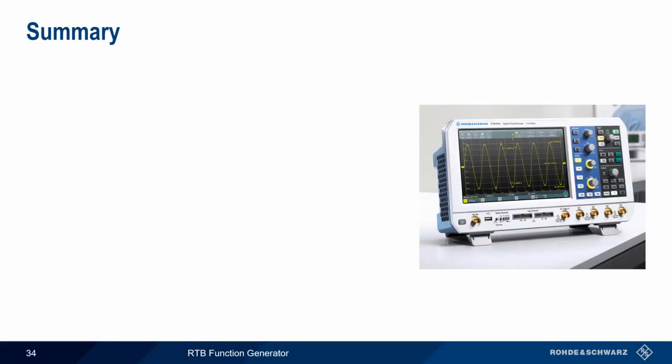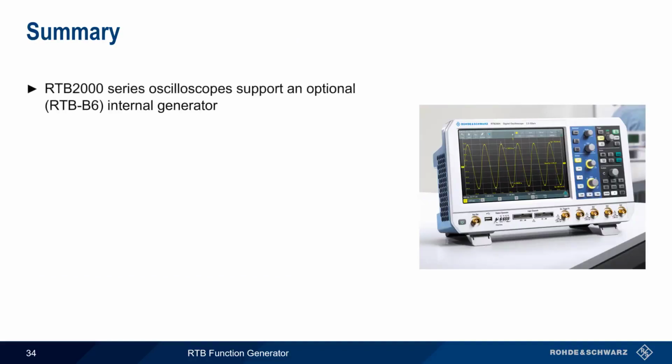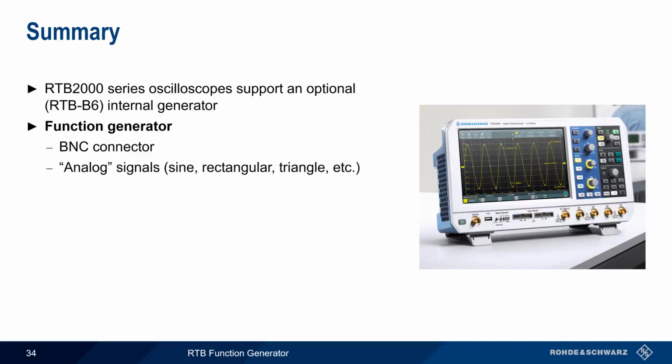Let's end with a brief summary. The internal generator on Rohde and Schwarz RTB2000 series oscilloscopes is enabled by the RTB-B6 option and can produce 2 different types of output signals. The first generator type is a function generator, which uses the AUX OUT B and C connectors on the front. This generator produces primarily basic analog type signals, such as sine, rectangular, triangle, etc. These signals can also be modulated using a variety of modulation schemes.